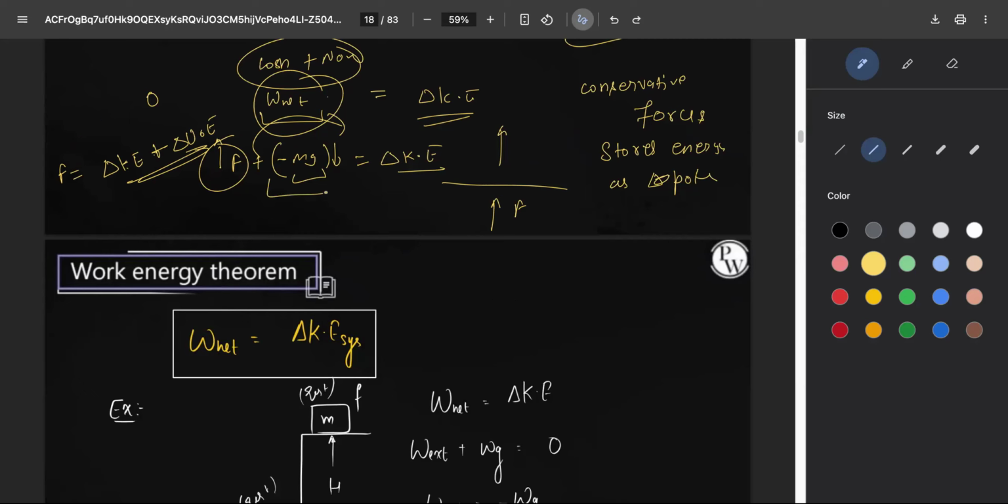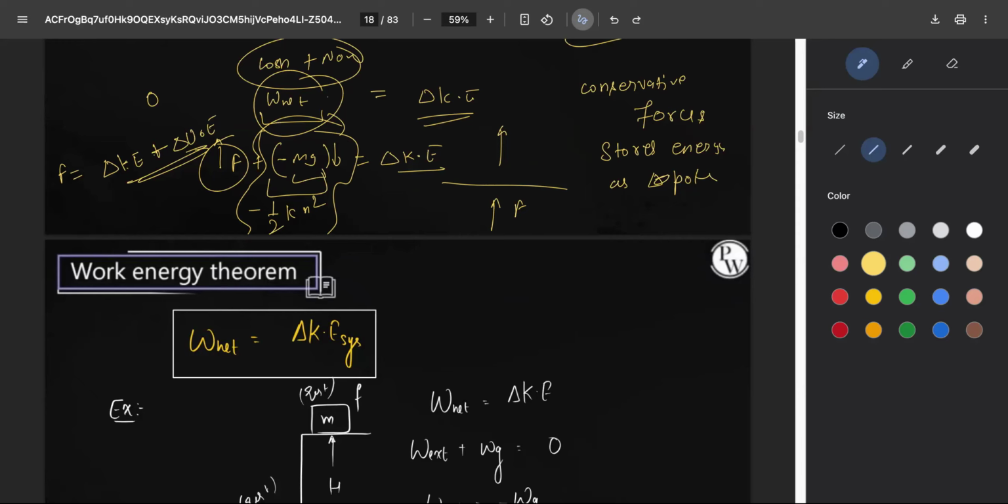Look, what I did, all the conservative. Assume that there were two or three more conservative forces. Maybe a spring was there, so in the spring case you can also add half x square something. Okay, more and more conservative forces you have added. Spring force is also a conservative force. Clear?